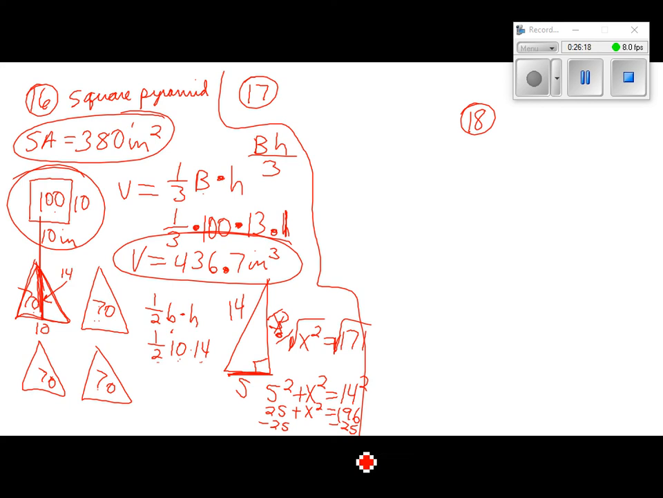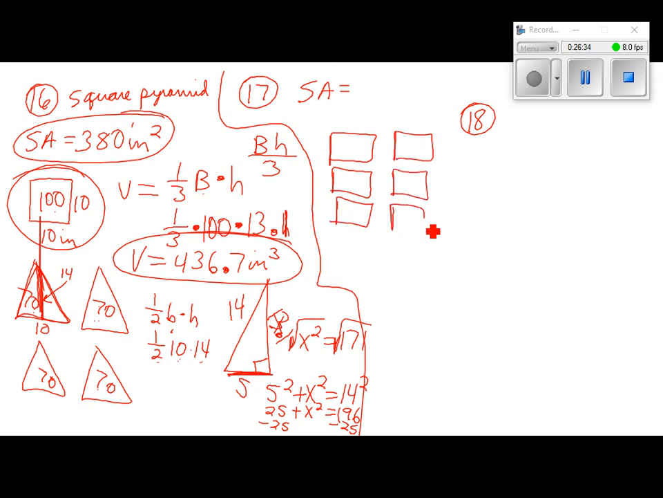Number 17, we just have a rectangular prism. Rectangular prism's a little easier. For surface area, we're just going to find the area of all 6 faces. Well, all 6 faces are rectangles, so I'm just going to draw 6 rectangles. Since it's a rectangular prism, these 2 are the same, these 2 are the same, these 2 are the same, so we're only going to have to find 3 of them.